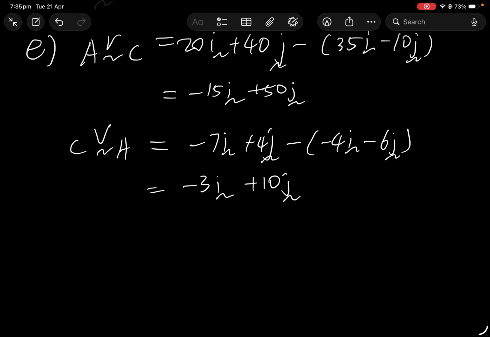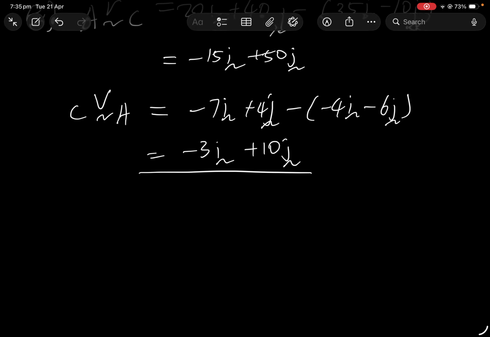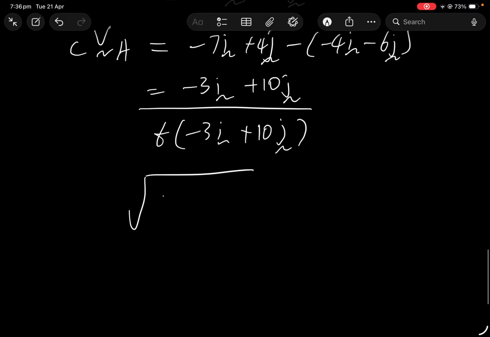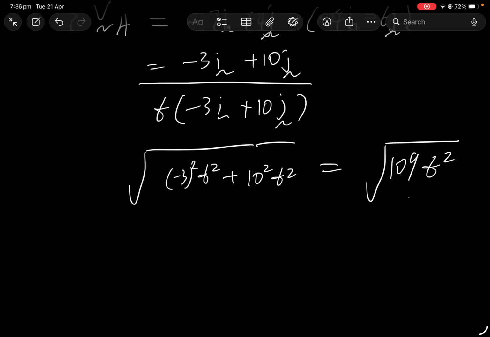So find the distance. This is how fast they're approaching each other. So we can just write the distance is Pythagoras of t times negative 3i plus 10j. So if we Pythagoras that, we will get the square root of negative 3 squared t squared plus 10 squared t squared. This just equals 109 t squared. And that's the distance, so we'll write kilometers.